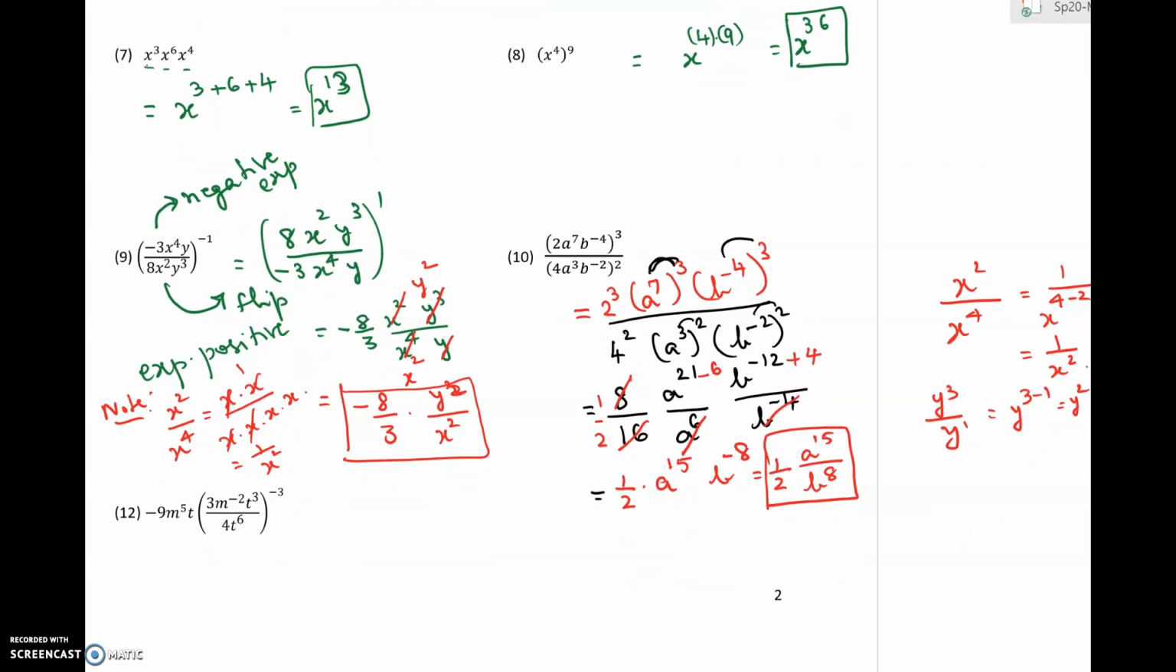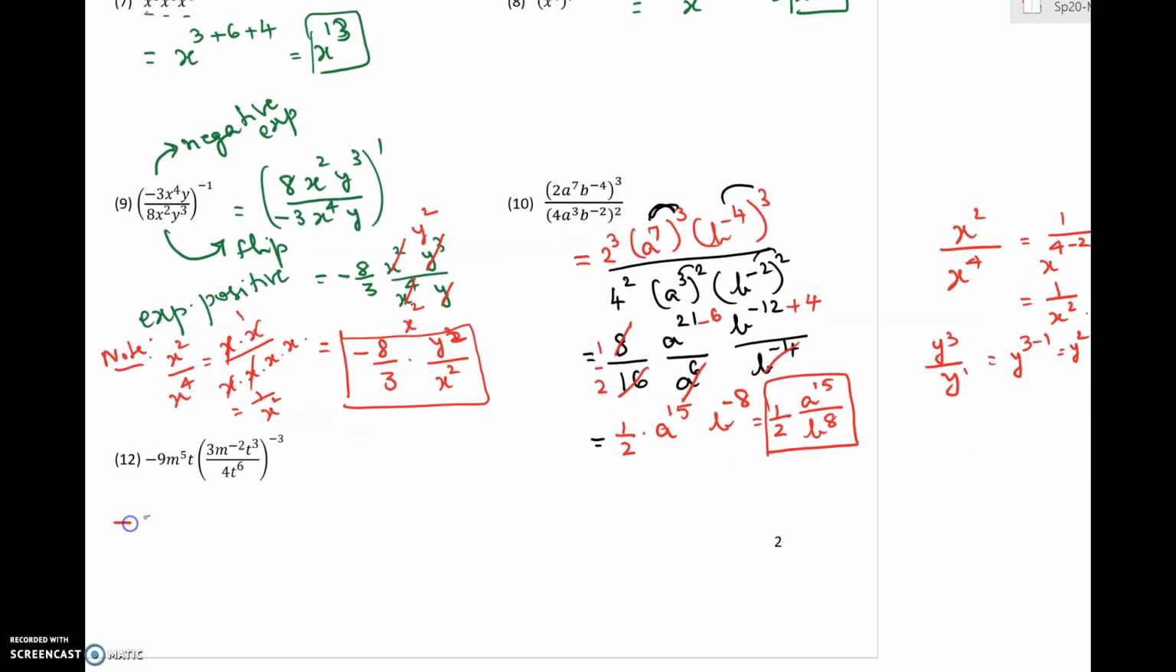So we have number 12. We are going to do number 12. So negative 9 m to the power 5t times 3m to the negative 2t cubed, divided by 4t to the power 6, all to the power negative 3. Because of the negative exponent, you may want to flip this or take the reciprocal. So we write this as 4t to the power 6 divided by 3m to the negative 2t cubed, the whole thing to the power 3.